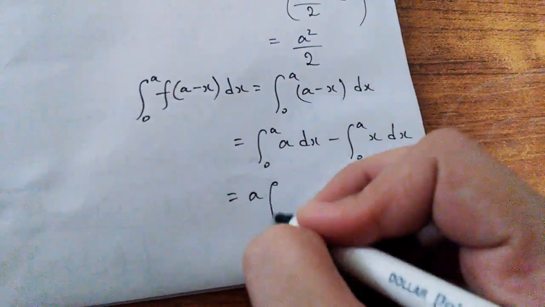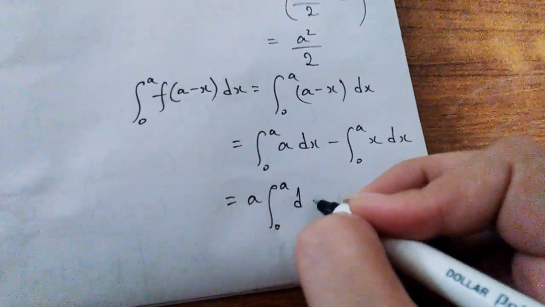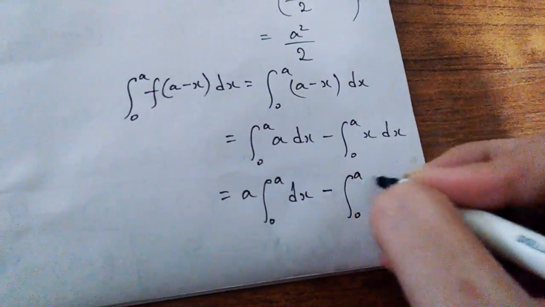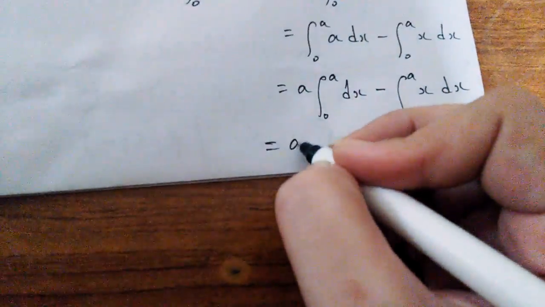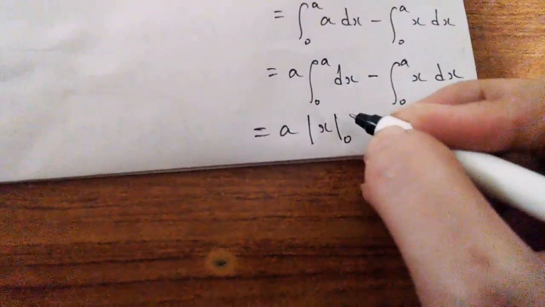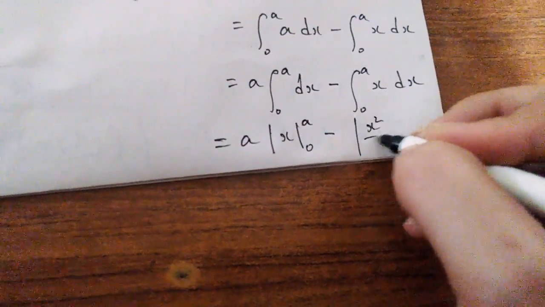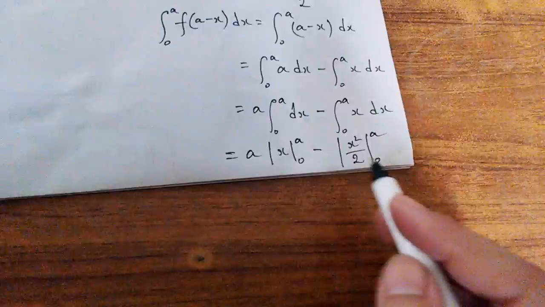This is a constant value, so I'm going to write it outside the integral. This is it. So that's why it is now going to be x times 0 to a, minus x squared upon 2, 0 to a. Alright, now I'm going to apply my limits here.